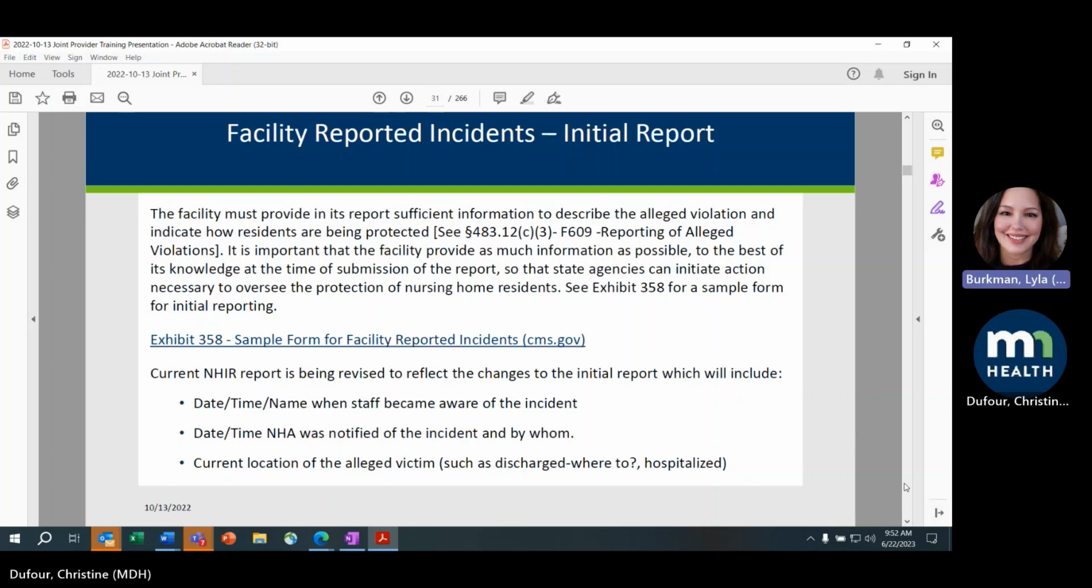Current nursing home incident reporting is being revised to reflect the changes to the initial report, which include the addition of the date, time, and name when staff became aware of the incident, addition of the date and time the nursing home administrator was notified of the incident and by whom, the current location of the alleged victim, such as was the resident discharged, if so, where, were they hospitalized, if so, which hospital.